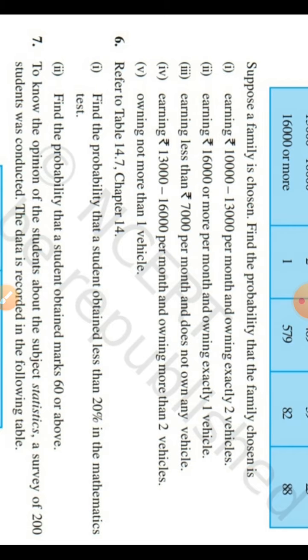Now look at number 6, Table 14.7, chapter 14. Find the probability that a student obtained less than 20% marks in a mathematics test. And find the probability that a student obtained marks 60 or above. Less than 20% marks and 60 or above marks. In the first one percentage is given, in the second one marks are given.